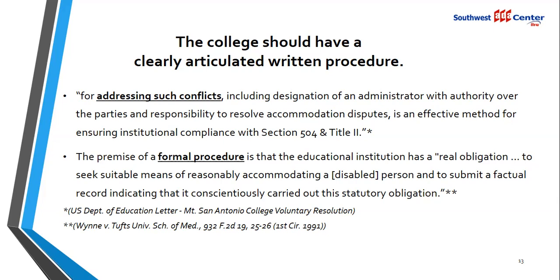So the premise of a formal procedure is that the educational institution has a real obligation. I'm going to repeat that. The educational institution has a real obligation to seek suitable means of reasonably accommodating a disabled person and to submit a factual record indicating that it conscientiously carried out the statutory obligation. Next.